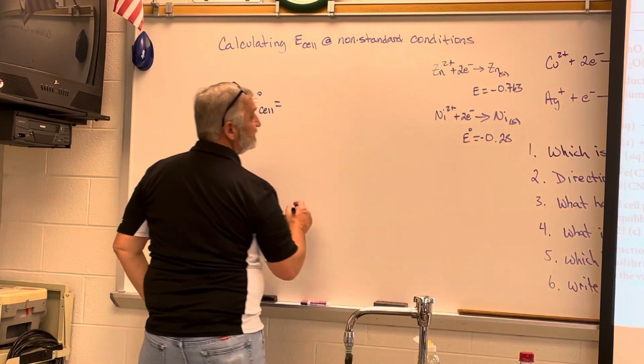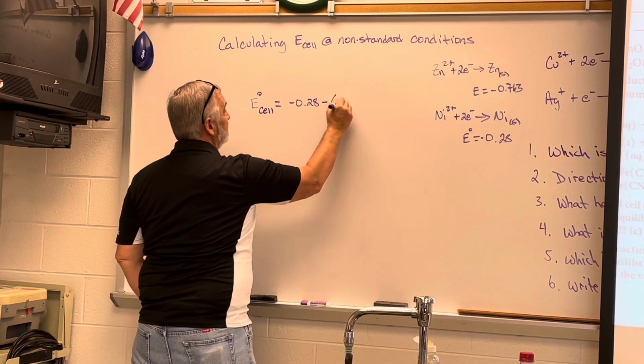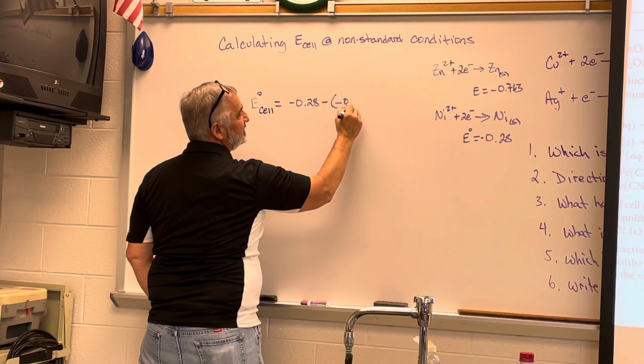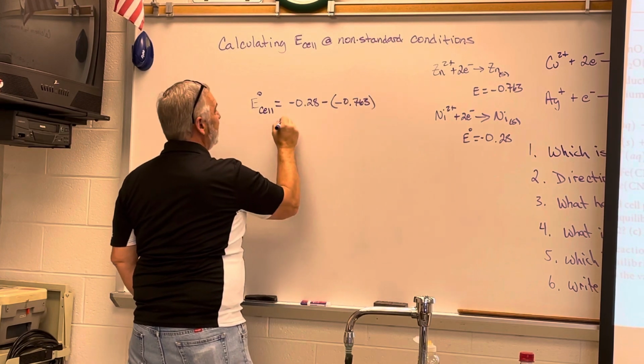So my E cell is negative 0.28 minus negative 0.763. So that equals what?